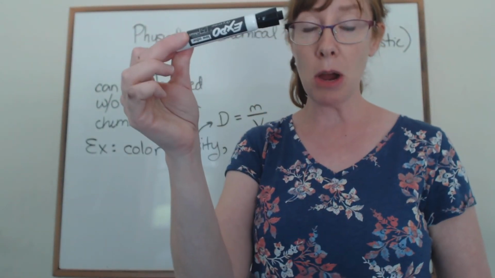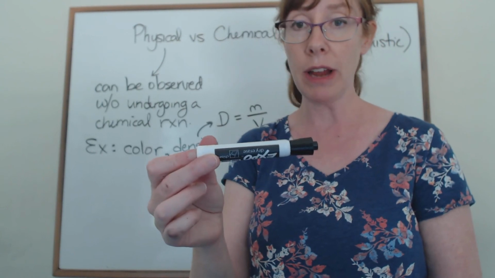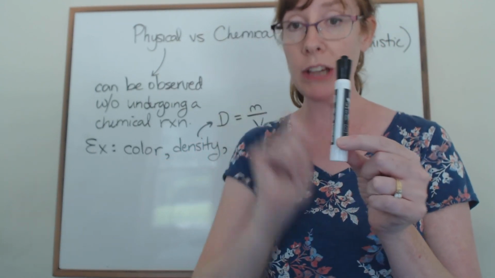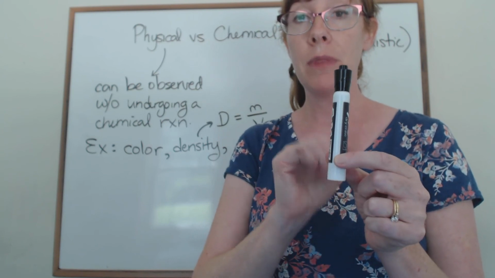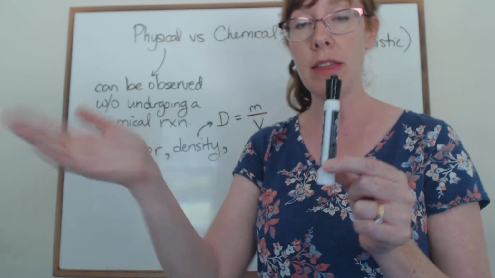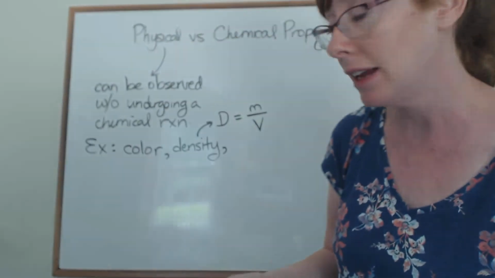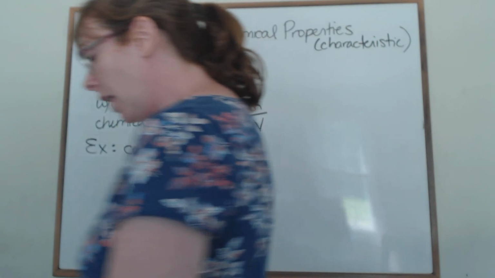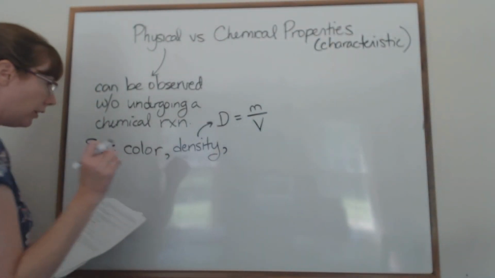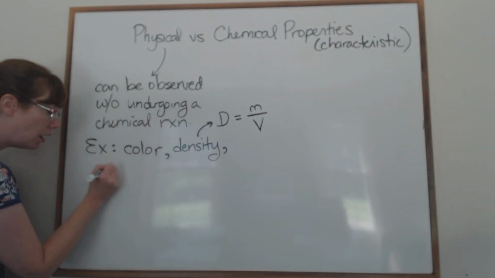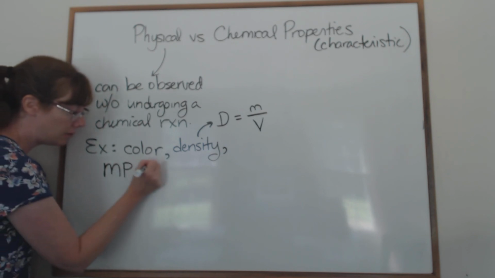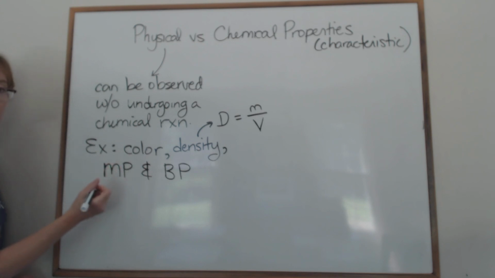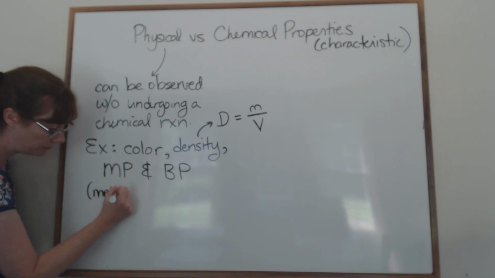I can get the mass of this marker by weighing it. That's not a chemical reaction. I can get its volume by measuring it in a bunch of different ways, which we actually are going to do in the lab. How much space it's occupying, I could just measure it and then put it in my calculator, and now I have its density. So that's definitely a physical property. So color and density, but a few other very famous physical properties, MP and BP. MP meaning melting point.